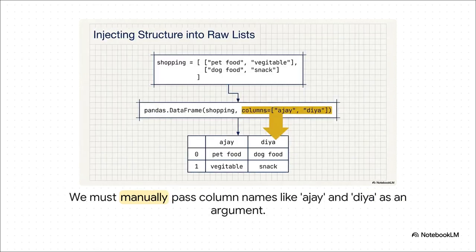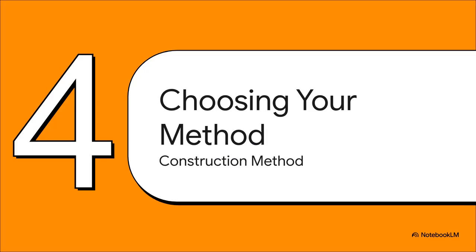So here's our shopping data again, but this time it's formatted as a list of lists. To get this into a proper table, we pass it to the data frame, but with one absolutely critical addition, the columns argument. See that? This is where we manually give it the list of headers, Ajay and Dia, to inject that essential structure into the raw data. So there we have it, two totally different paths that get us to the exact same goal.